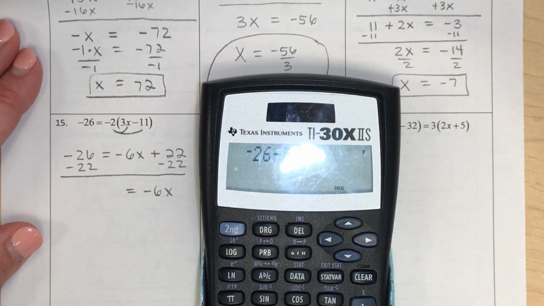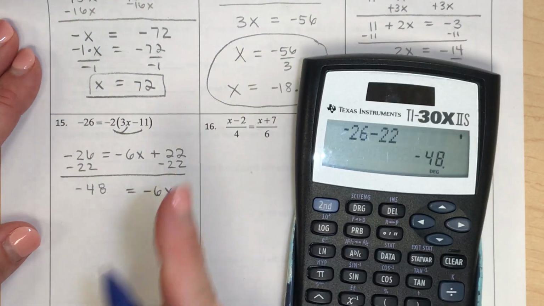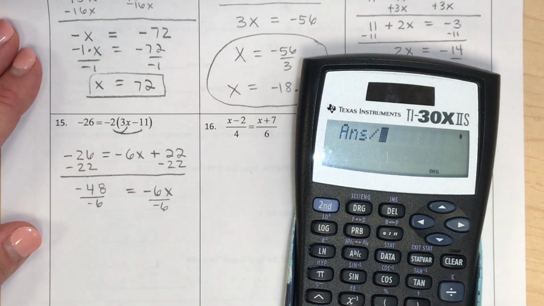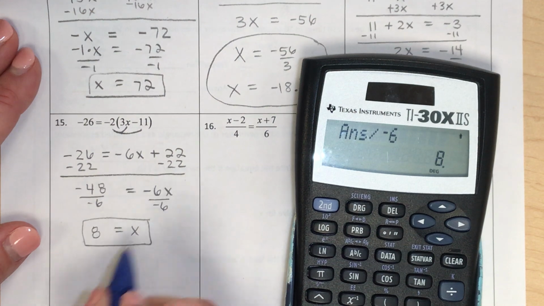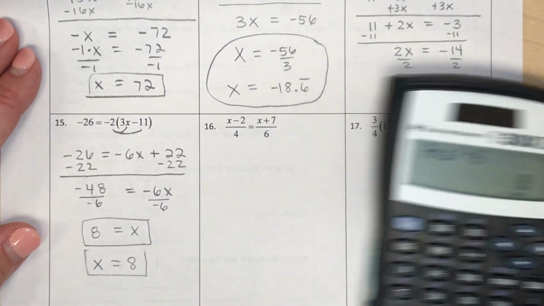-26 minus 22 is going to get you -48. And now I can divide by my coefficient of -6. So divide by -6, and I get a +8. You could write it x equals 8. You could write 8 equals x. Those are the same answer.